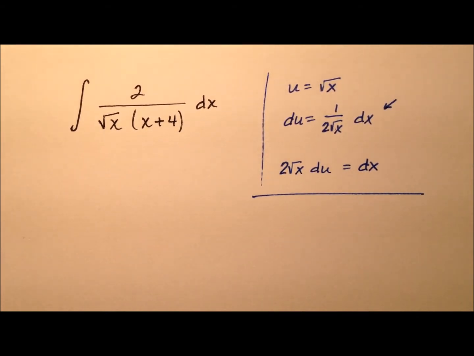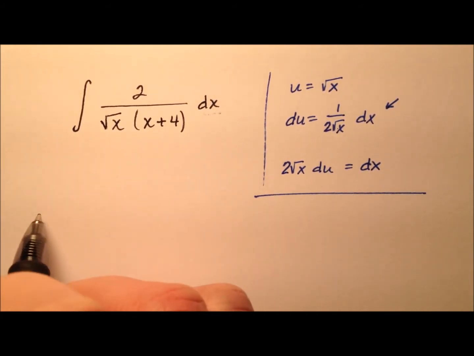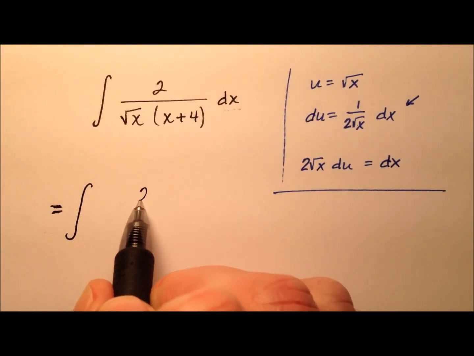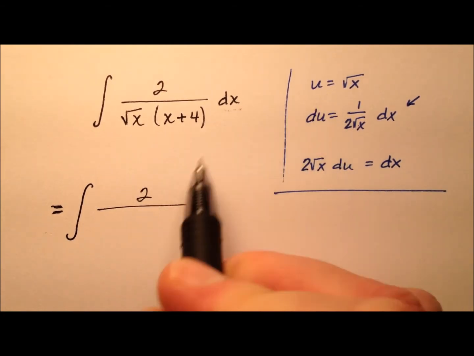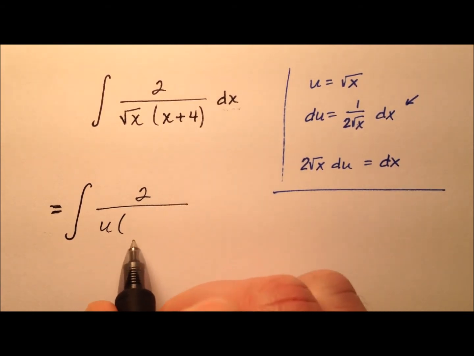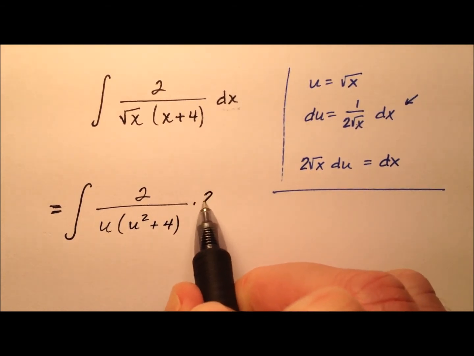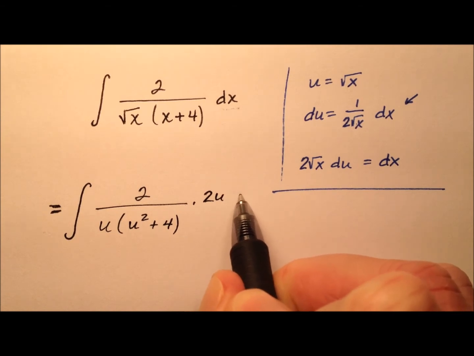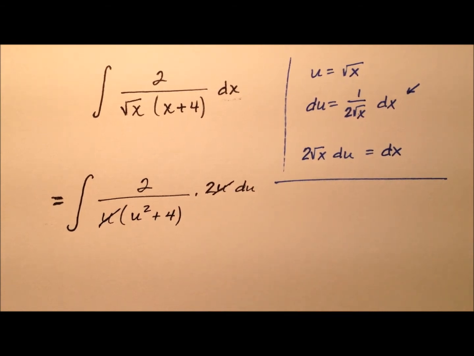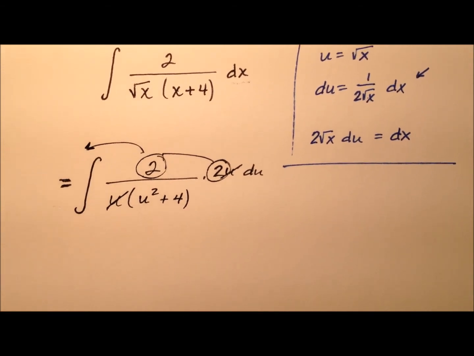Okay, so let's make some substitutions here and exchange this integral. Instead of having it in terms of x, let's make it in terms of u's. So it'll be 2 over, and this square root of x is our u right there, and this x plus 4 ends up being u squared plus 4, and the dx is twice the square root of x, but of course the square root of x is u, du. Okay, so it looks like these u's can cancel, which appears pretty nice. And then this 2 times 2 is 4, which we could bring out front as a constant.